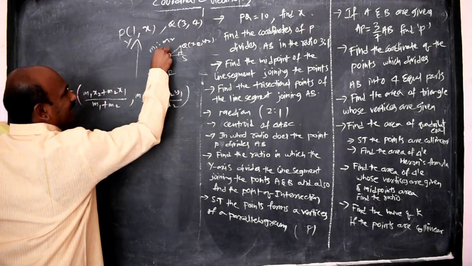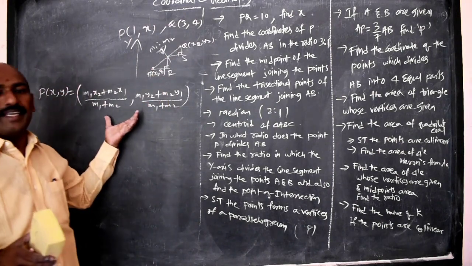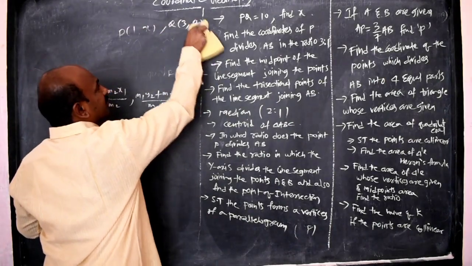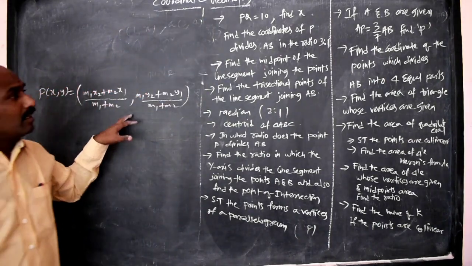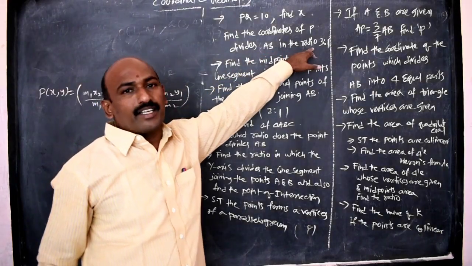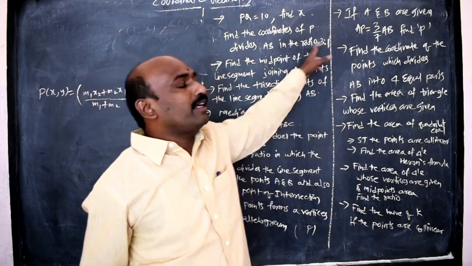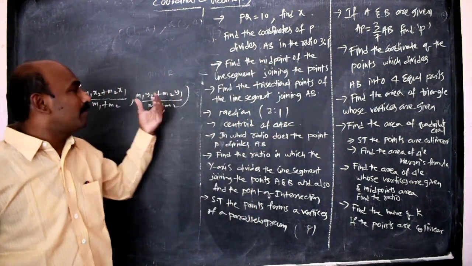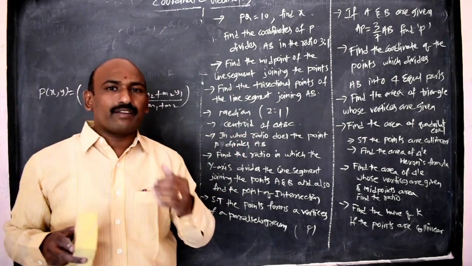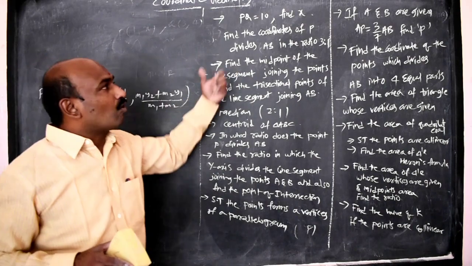Here generally we will take the points as A and B, like that. We will get the section formula here. This is the formula. Then the second exercise is completely based on this formula. If it says find the coordinates where AB divides in the ratio 3:1, it means the ratio is m1 is 3 and m2 is 1, and they will give the coordinates A and B. Then we will take A as (x1, y1) and B as (x2, y2). Then substitute, and we will get the coordinates of P.